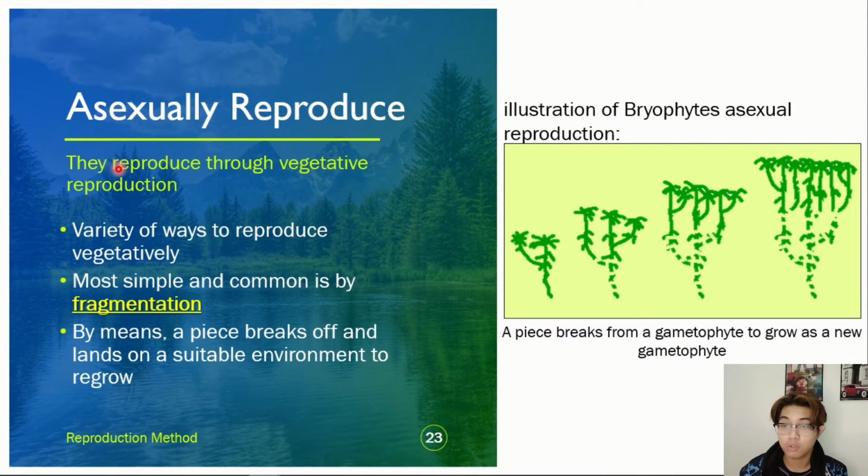We now move on to the asexual reproduction of bryophytes. They reproduce through vegetative reproduction. The simplest and most common way is by fragmentation. So what is fragmentation? It means a piece of the bryophyte structure breaks off and lands in a suitable environment for it to regrow. This picture here illustrates how bryophytes asexually reproduce.